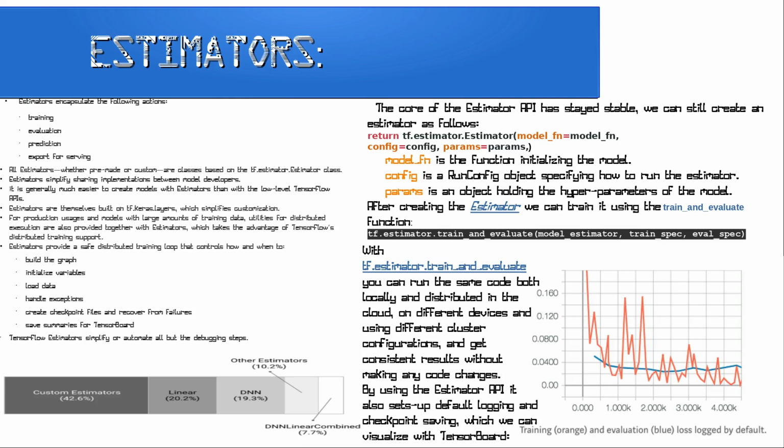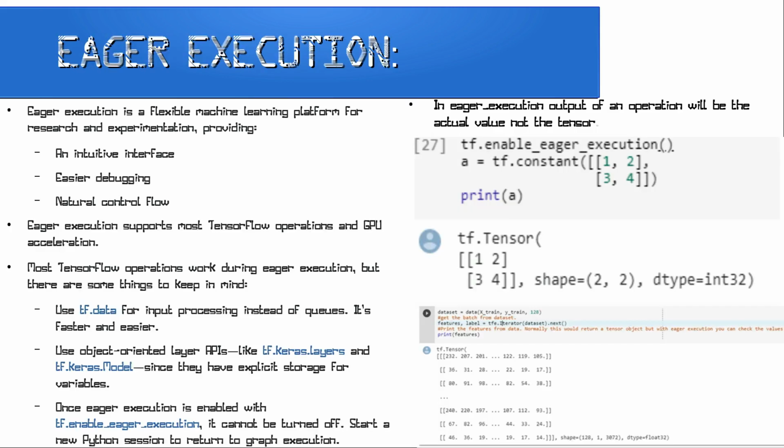With tf.estimator.train_and_evaluate, you can run the same code both locally and distributed in the cloud on different devices using different cluster configuration and get the consistent results without making any code changes. Now let's discuss eager execution and deferred execution.